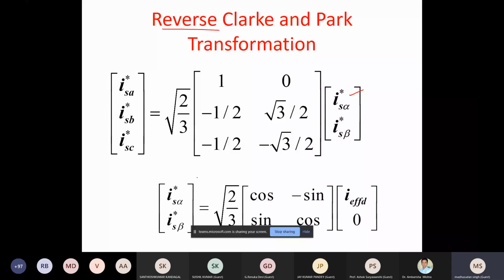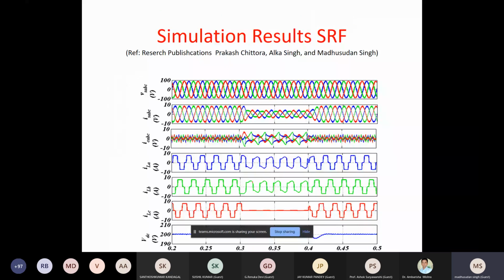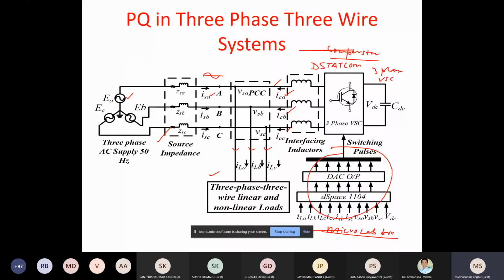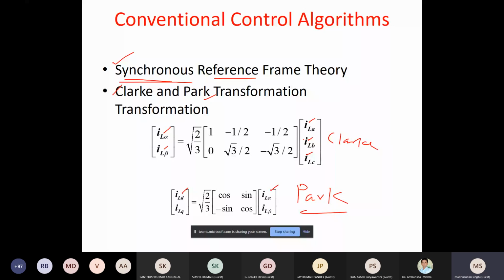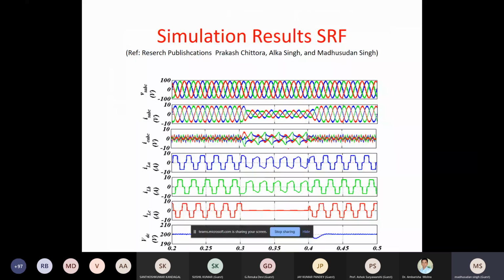So if you use these two transformations and control those VSCs, what I showed here, right? This VSC, if you generate the switching pulses using this concept of SRF theory, you will see these few standard results. This is the supply voltage, the three-phase supply voltage. You see sinusoidal voltage. This is the source current, right? You see here the source current remains sinusoidal, right? In spite of your load current being square, right? So this load current, if it is square, you see this is the compensator current. And this is the current which is supplied by the VSC.